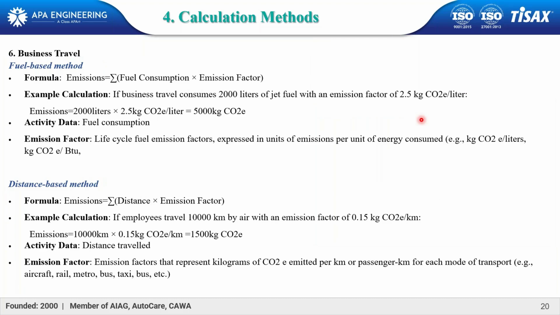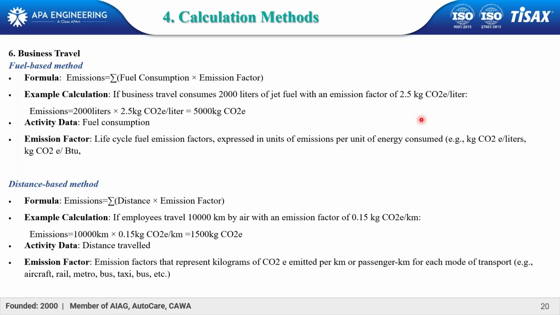Business travel. So if the business travel consumes 2,000 liters of the fuel with an emission factor of 2.5 kgs of carbon dioxide per liter of fuel consumed, the emissions here will be the fuel consumption multiplied by the emission factor, which will be 5,000 kgs in this case. So here the activity data required is fuel consumption, and the emission factor will be the life cycle fuel emission factor, expressed per unit of the energy consumed of the fuel.